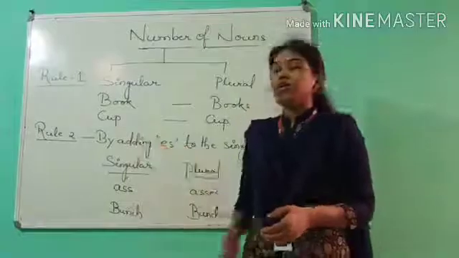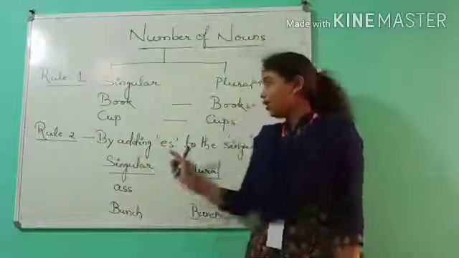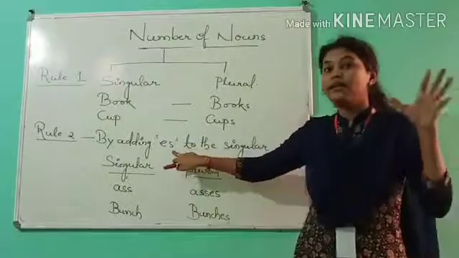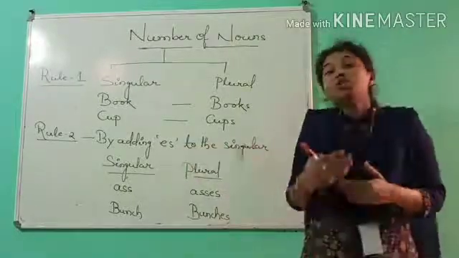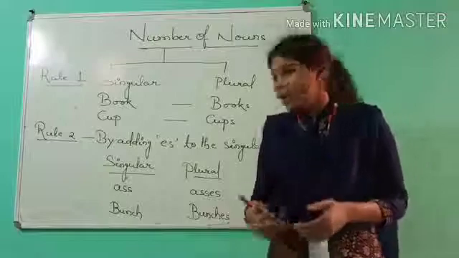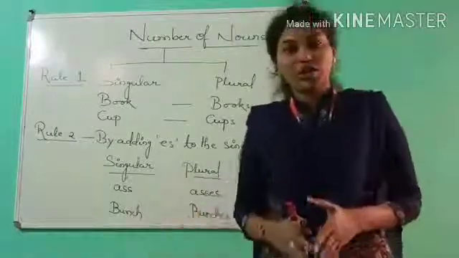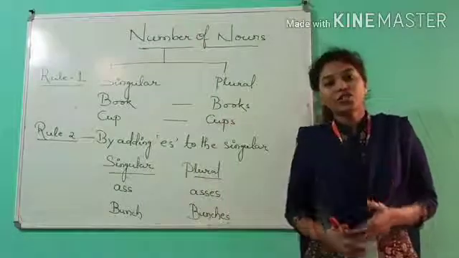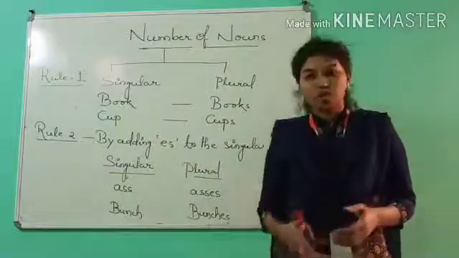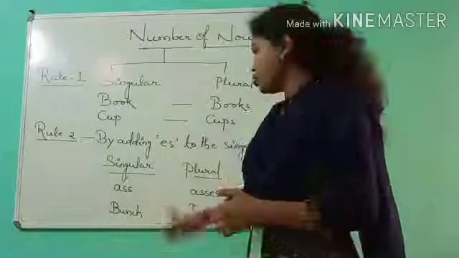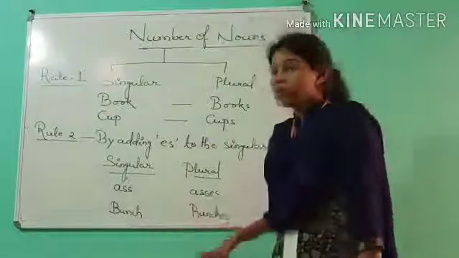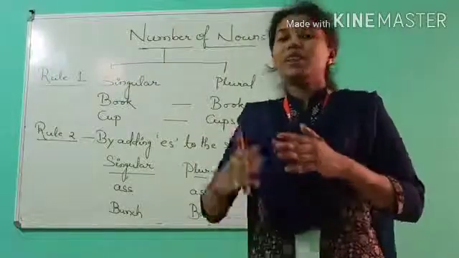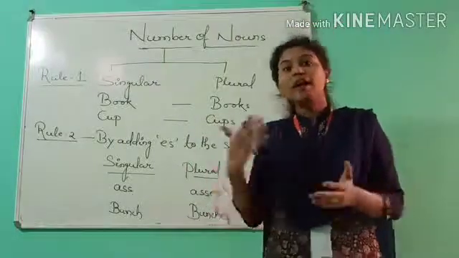Similarly, you can see here rule number 2, by adding es. Now this es we have to add at the end and we will make a new word, the plural form. For example, ash. If we add es at the end, it becomes ashes. Like here, bunch. If we add es to it, it becomes bunches. Similarly, there are various kinds of rules, by adding s, by removing y and adding i to it.